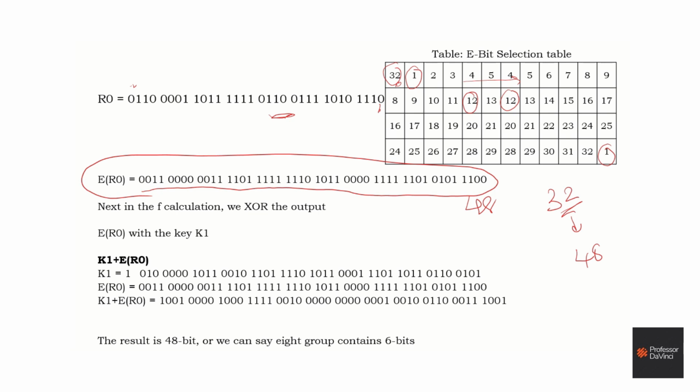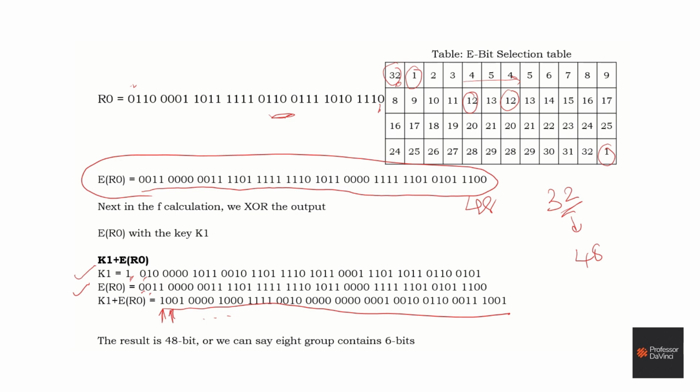Next, in the F calculation, we XOR the output with the key K1. So the next step: we already have the subkey, and with this subkey we need to perform the XOR operation with this E of R0. And finally we yield this. So 1 XOR 0 is 1, 0 XOR 0 is 0, and so on.